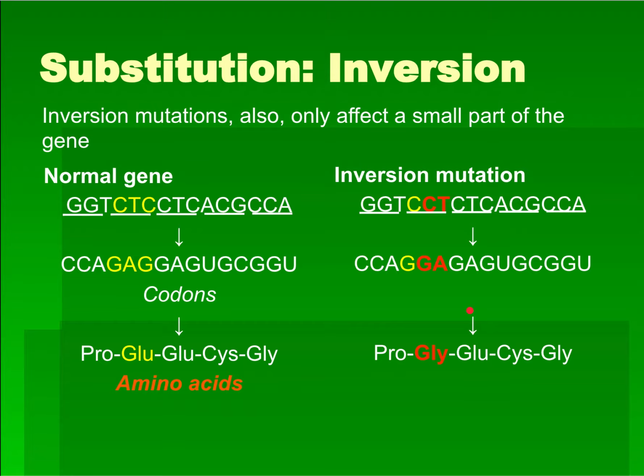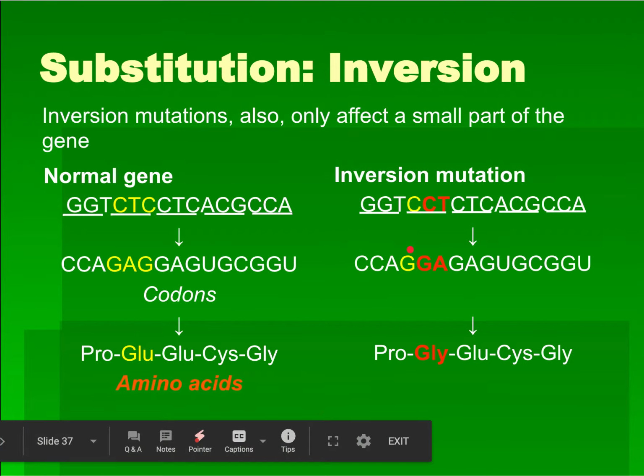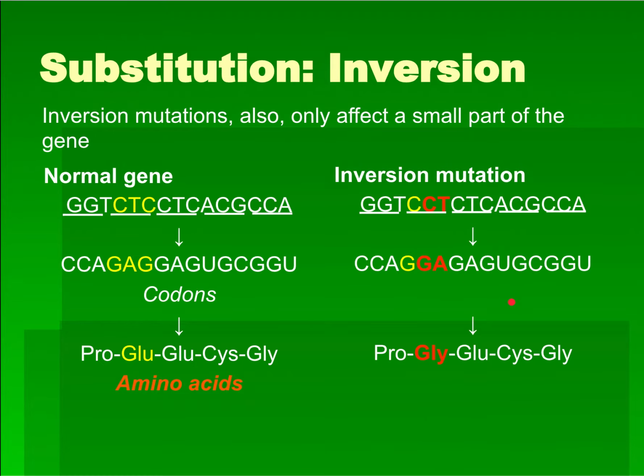Now we have to talk about another mutation, which is called inversion. Inversion mutations only affect a small part of the gene, but they do affect the gene. When we look at an inversion, what's happening here? There's no base being substituted, no base being changed, and no base being deleted. But the thing that's happening is that these two nucleotides are switching places. In this case, we have CTC, and over here, we have CCT. So they switched locations. They inverted their locations.